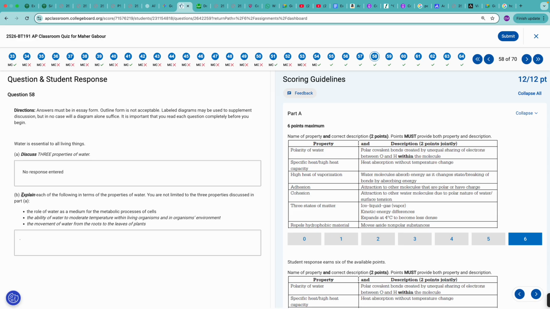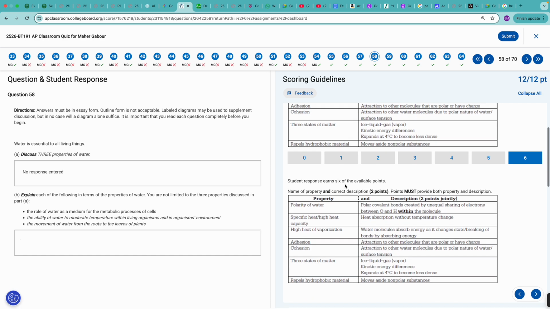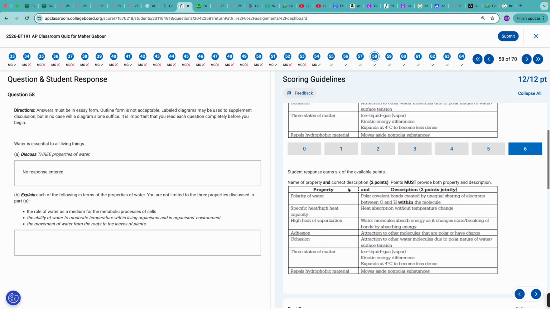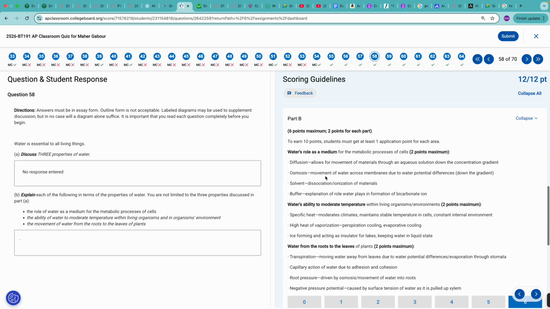Okay, explain each of the following in terms of properties of water. You are not limited to 3 properties discussed in part A. So the role of water as a medium for metabolic processes of cells. I'd say go with the solvent, because that's what I always used to say. So the metabolic processes, the chemical processes, I always used to tell you guys solvent.